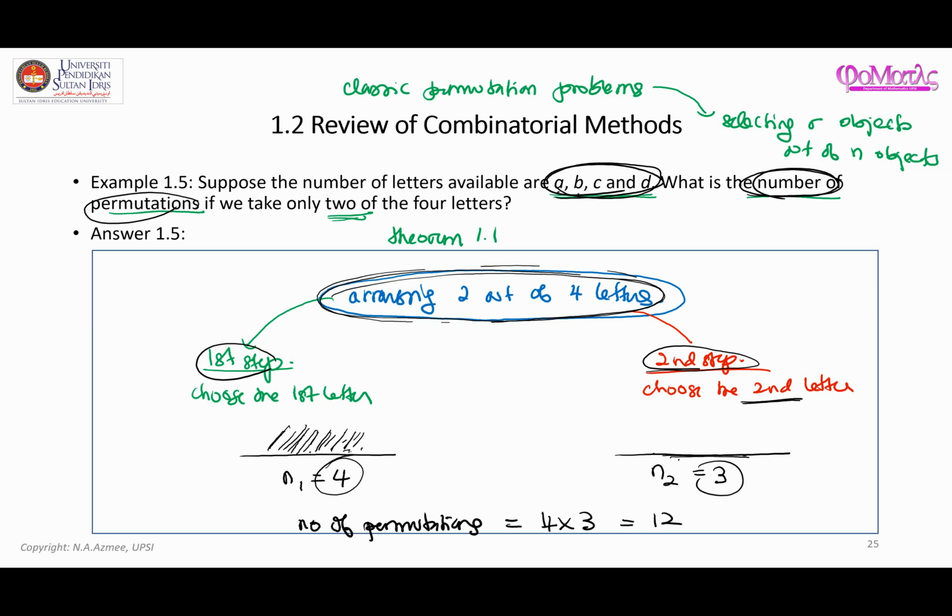Now let's see if the question further asks you to list all the arrangements. Okay, so if they ask you to list all the arrangements, for some students it can be quite daunting process because they might have missed some of the possible arrangement. But bear in mind that altogether it should be 12 different arrangements.